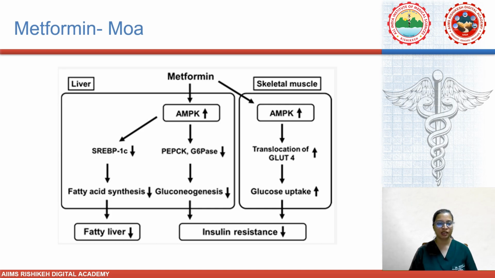So in this diagram, we can see that metformin, by acting on the liver cells, increases the AMPK levels and ultimately decreases the fatty acid synthesis and gluconeogenesis. Hence, it reduces the chances of fatty liver and decreases the insulin resistance. Also, by acting on skeletal muscles, by increasing the AMPK levels, it increases the glucose uptake by skeletal muscles.